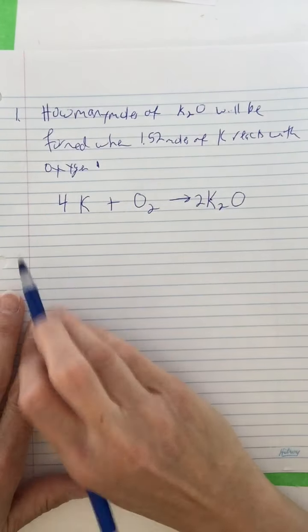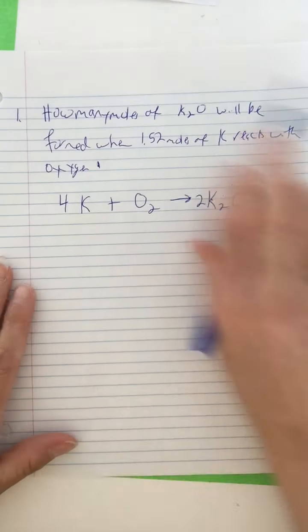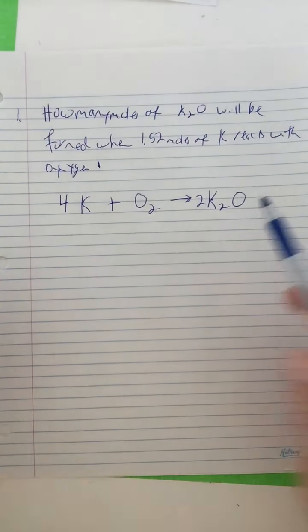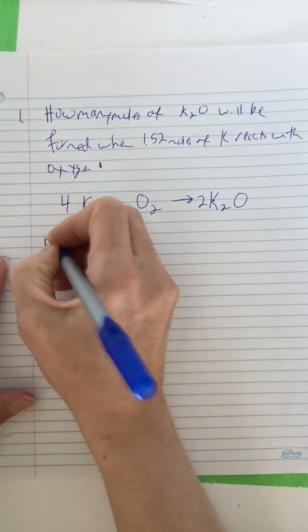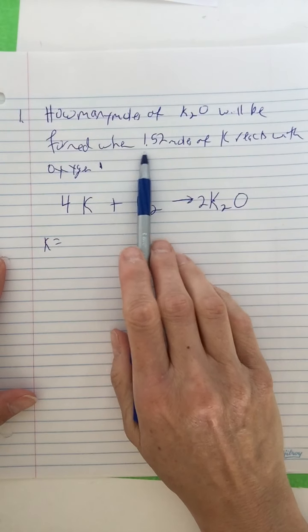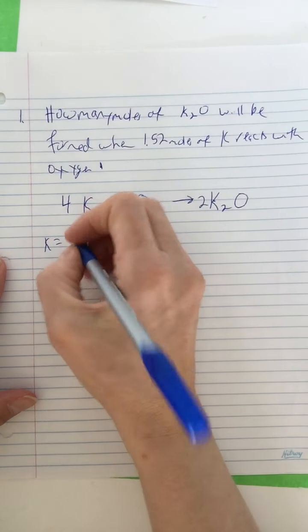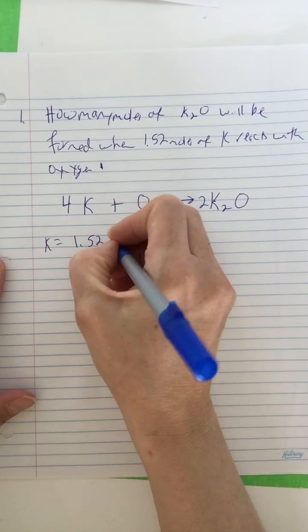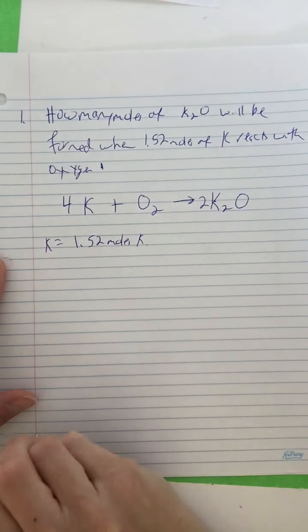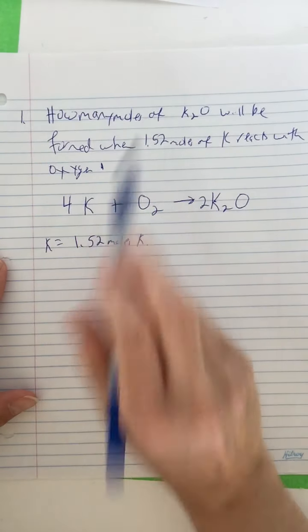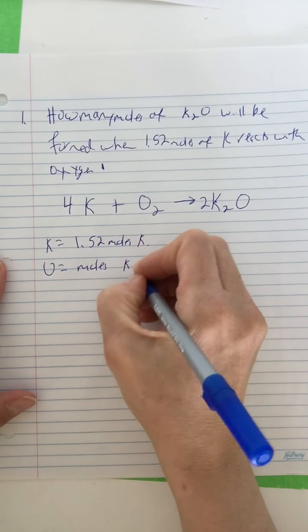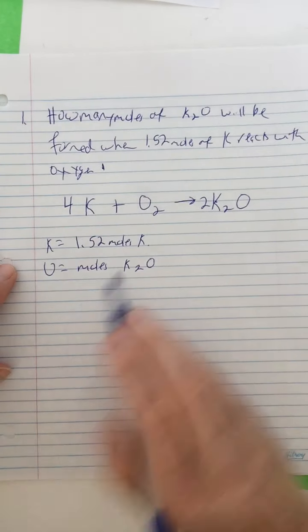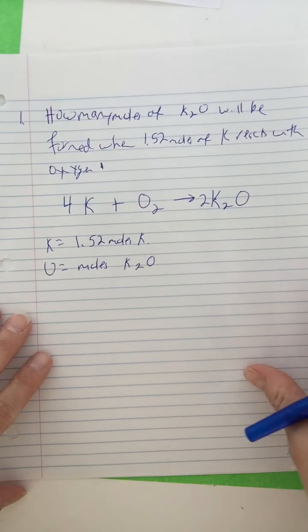So that is a balanced reaction. This is all given to you in the question. So this is easy. I didn't have to write my equation. I didn't have to balance my equation. I just do my moles. So my known, they told us, was 1.52 moles of potassium, 1.52 moles of K, and how many moles of K2O? So my unknown is moles of K2O. Okay? My known and my unknown. Awesome. This one's a little bit easier.